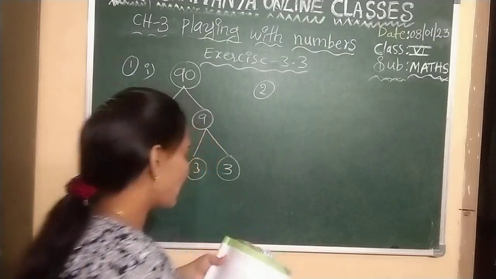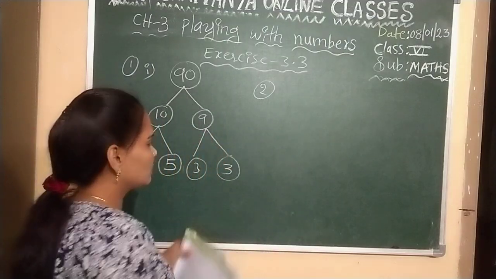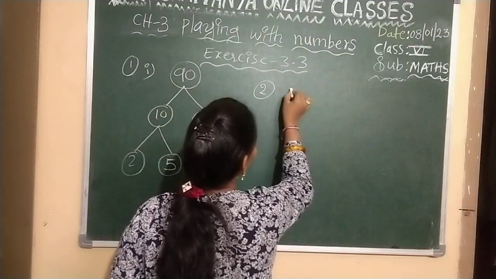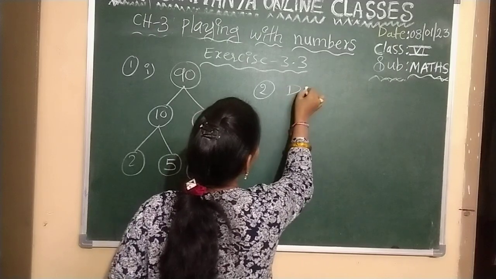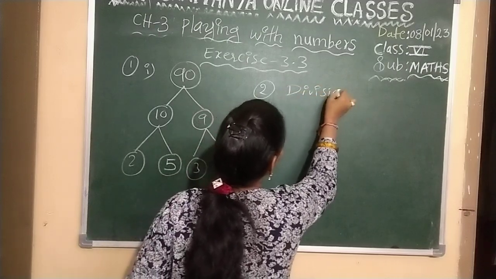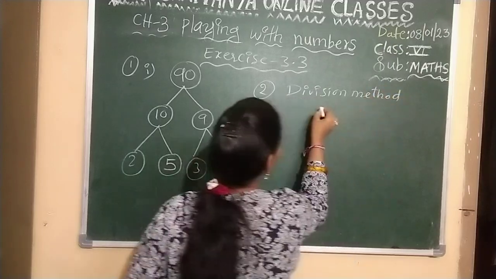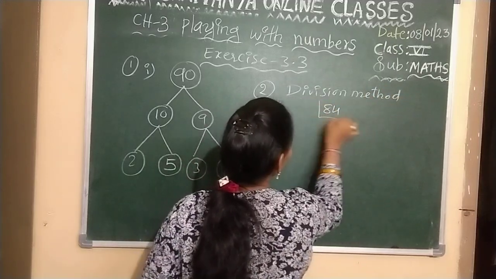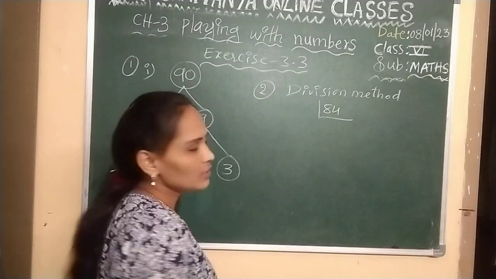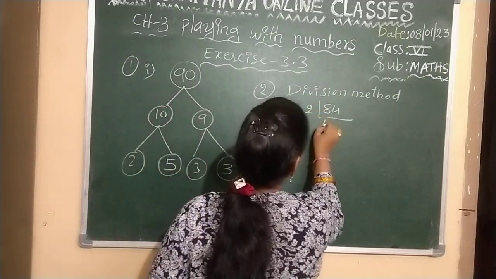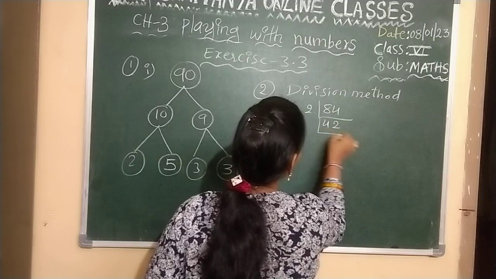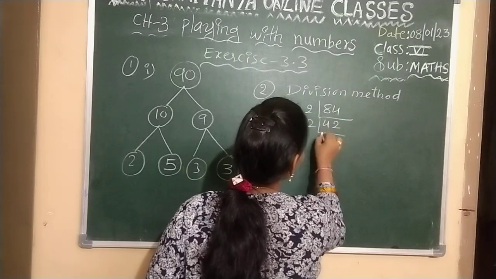Second question is factorize 84 by division method. In the division method, here is how to factorize the given number. The given number is 84. We should start with the least prime number, that is 2. 2 fours are 8, 2 twos are 4, 2 twos are 4, 2 ones are 2.